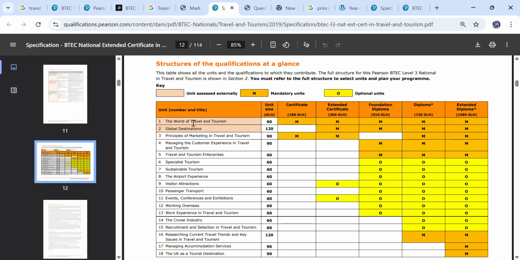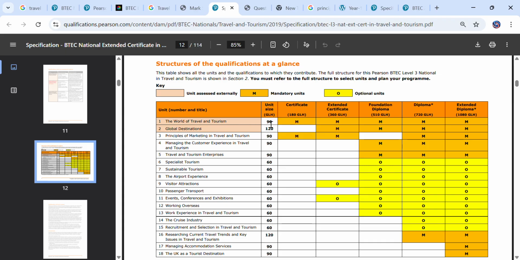And I'm gonna show you guys. So this is unit 1. So this is the structure of the qualification that you're gonna be doing if you're going into year 12 and thinking about studying BTEC travel and tourism. So you do the world of travel and tourism, and unit 2 is global destinations. So you'll do world of travel and tourism in year 12, and you'll do global destinations in year 13. It might be a bit different with how your school structures it, but it's generally the same.